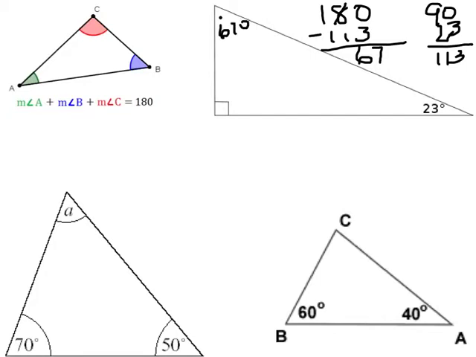Alright, look at this one. Here we have 70 degrees, and here we have 50 degrees. 70 plus 50 is 120. 180 minus 120 is 60. So A is a 60-degree angle. And then here in C, we have 60 degrees plus 40 degrees, which is 100. And 180 minus 100 leaves C to be an 80-degree angle. This is really all there is to this lesson. We're going to do some practice problems, and then I'm going to let you go.